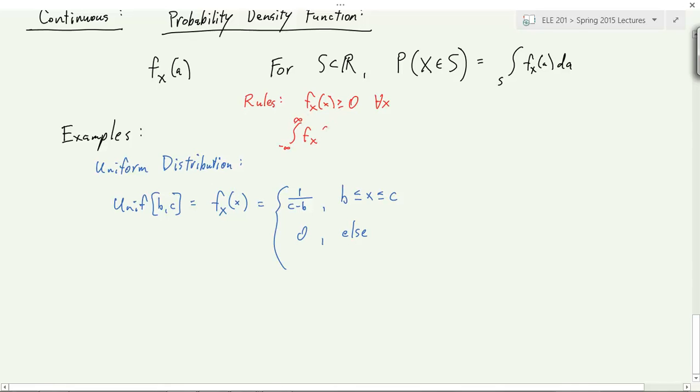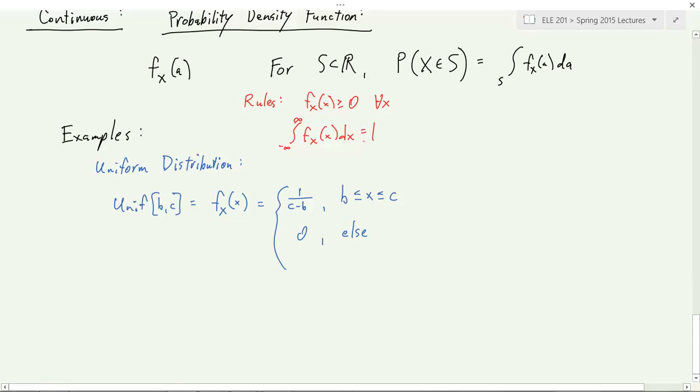Intuitively, this makes a lot of sense, because if we interpret this integral as a probability, we're saying, what's the probability that x is in the whole set of real numbers? That's going to be the integral over the set of real numbers of f. That probably better be 1, right? It's a real valued random variable. So that's all this rule is saying. The probability that x becomes a real number is 1.